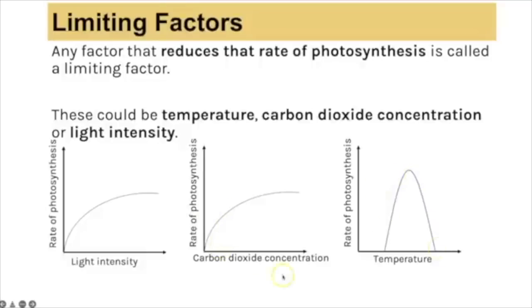Now the carbon dioxide, if you had to say why that limits, that is because it is a reactant in the Calvin cycle. Light intensity can limit the rate of reaction because light energy is needed in the light-dependent reactions for photolysis and photoionization.